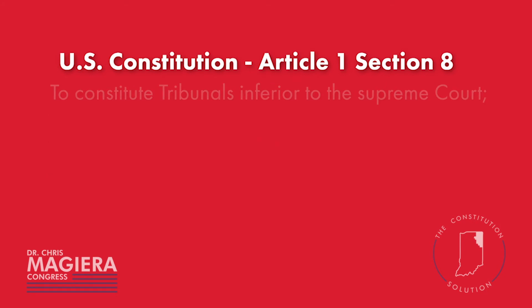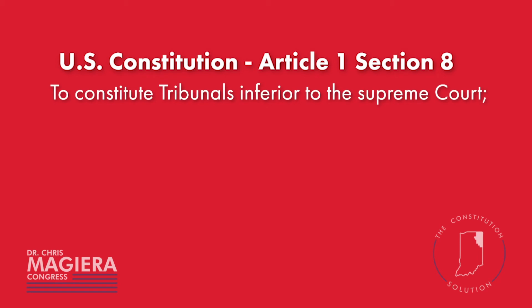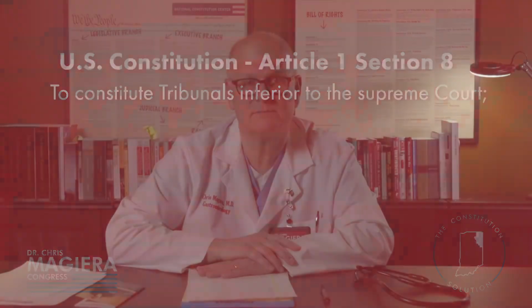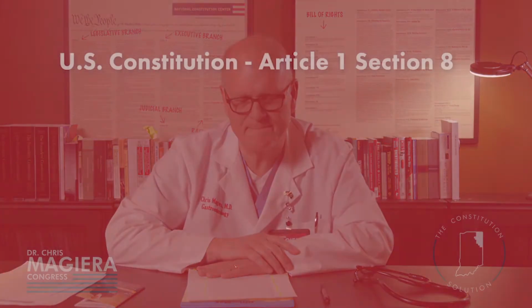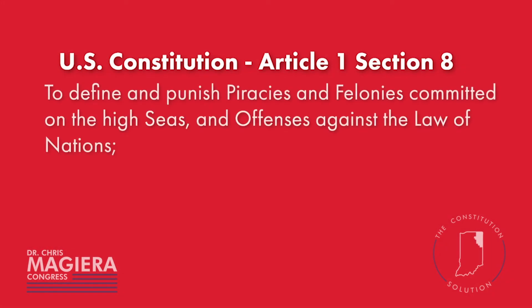Number 9, to constitute tribunals inferior to the Supreme Court. I'm going to repeat that one. To constitute tribunals inferior to the Supreme Court. Article 3 of the Constitution established the Supreme Court. The Congress establishes the rest of the federal court system. Think about that. Number 10, to define and punish piracies and felonies committed on the high seas and offenses against the law of nations. The oceans are still important.